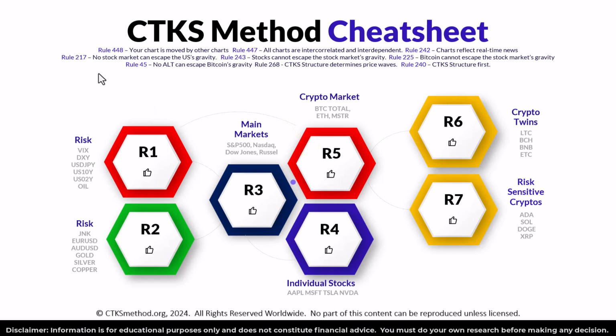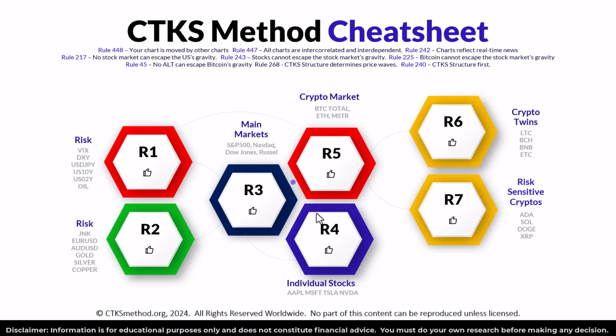I've also put up some rules here. The reason that we look through the cheat sheet, through all of these charts, is primarily because of rule 448. Your chart is moved by other charts. Your chart may not even be in this list. I call that your money chart. Your money chart is simply the chart that you put money into. Whatever that is, it doesn't matter what it is. The money chart may be just around here, for example.